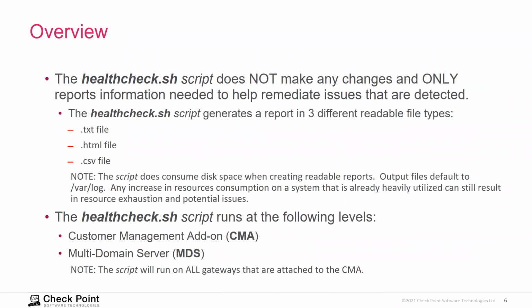The health script also does not make any changes to your system. It only reports information that it pulls from the device, the gateway itself. The health check script also generates 3 different readable files: a text file, an HTML file, and a .csv file to review all of the possible issues that your particular security gateway may have at that particular point in time. The health check script also runs at the CMA and MDS levels.